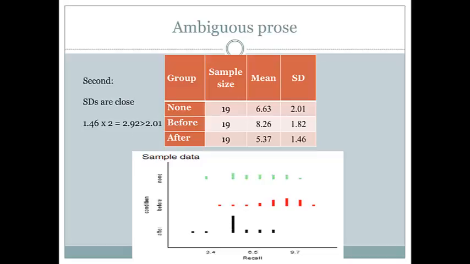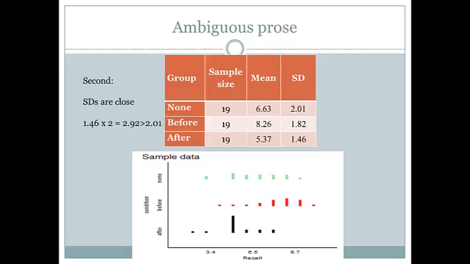Second condition, are the standard deviations close? 2.01, 1.82, 1.46, is that close? Here's how you can check close. 1.46 times 2, so take the smallest standard deviation, double it, you get 2.92. That's bigger than the biggest standard deviation. What that means then is that these standard deviations are within a factor of 2 of each other. Smallest one doubled is bigger than the largest one.